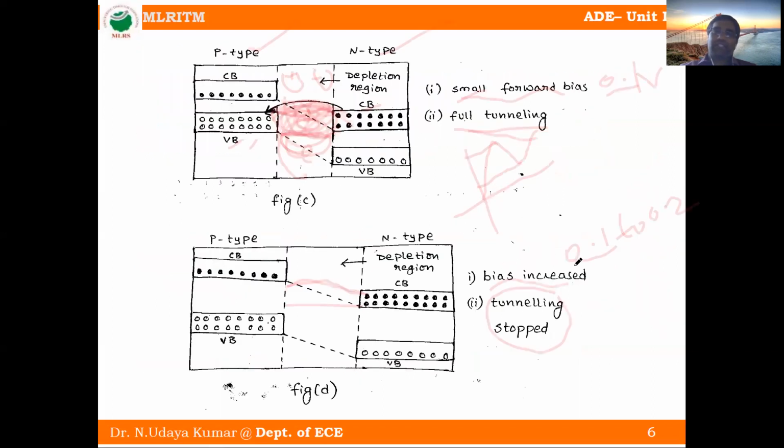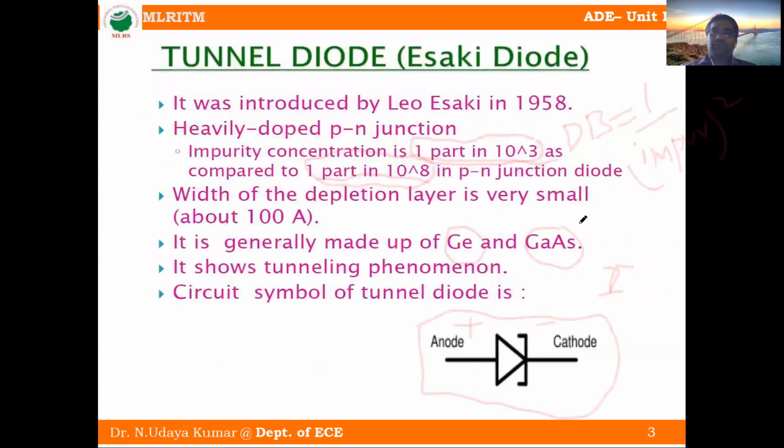So I will summarize this tunnel diode. The tunnel diode is also called the Esaki diode. It was introduced in 1958. A tunnel diode is a heavily doped PN junction diode. It is generally made up of germanium and gallium arsenide. Because of the tunneling phenomenon, this diode is called a tunnel diode.